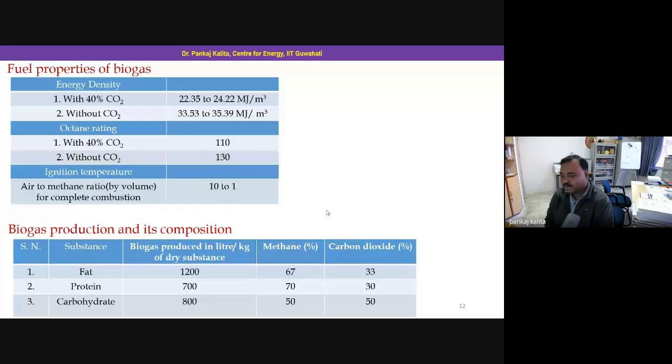So for carbohydrate, carbon dioxide generation will be high, followed by protein and fat. Okay.